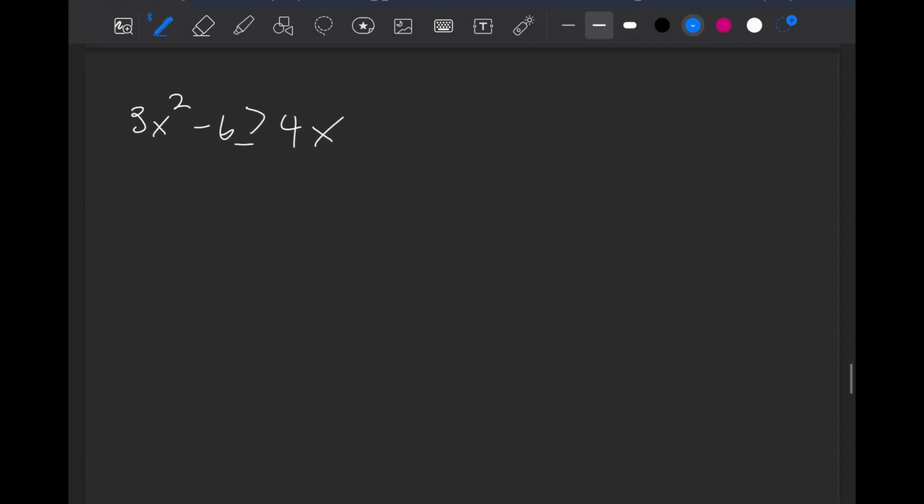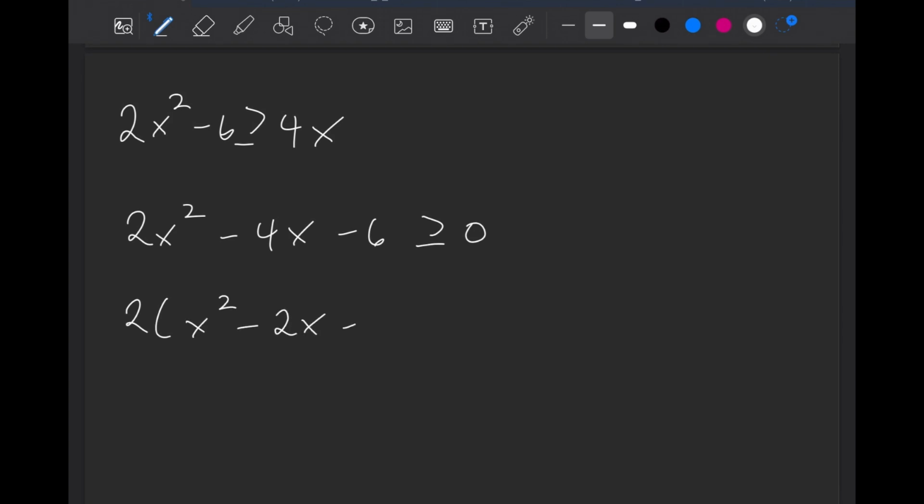Good. Let's give this one a try. And this one I'm just going to change it to 2x squared minus 6x greater than 4x. So this one, 2x squared minus 4x, I'm just going to move it over, minus 6 is greater than or equal to 0. And from here, we're going to factor. All the terms are divisible by 2. And then this is easy to factor down, just using guess and check again.